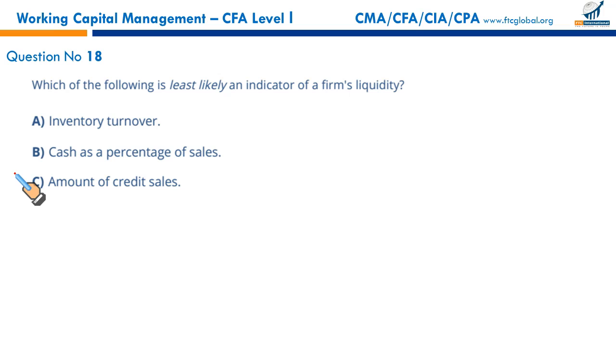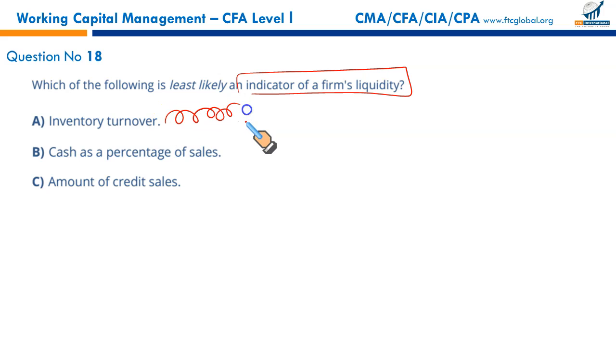Next, which of the following is least likely an indicator of a firm's liquidity? A. Inventory turnover. How many days do you take to sell your inventory, or how many times in 1 year do you replenish your inventory? It's a measure of liquidity. The more times you sell your inventory, the more cash you will have. It is the measure of liquidity. B. Cash as a percentage of sale. Yes, cash itself is a measure of liquidity. Yes, it is a measure of liquidity.